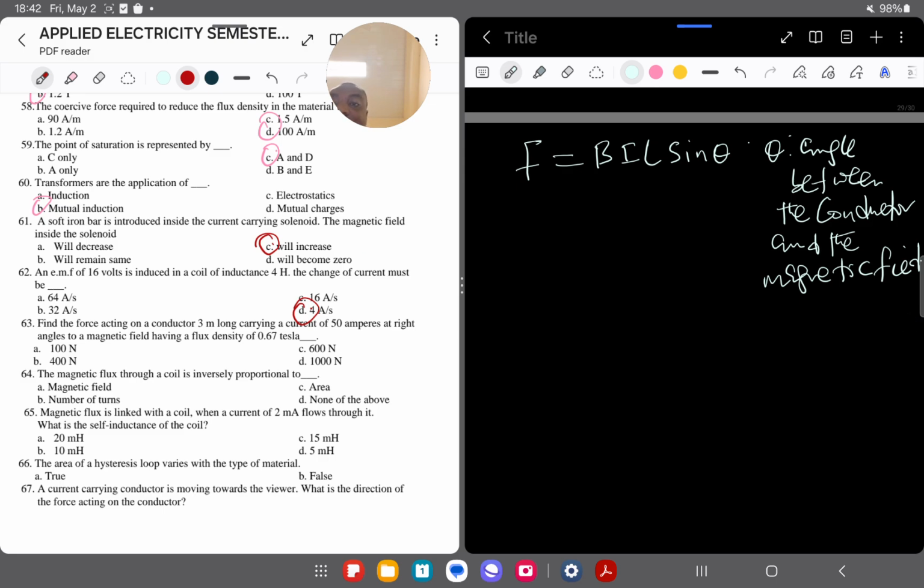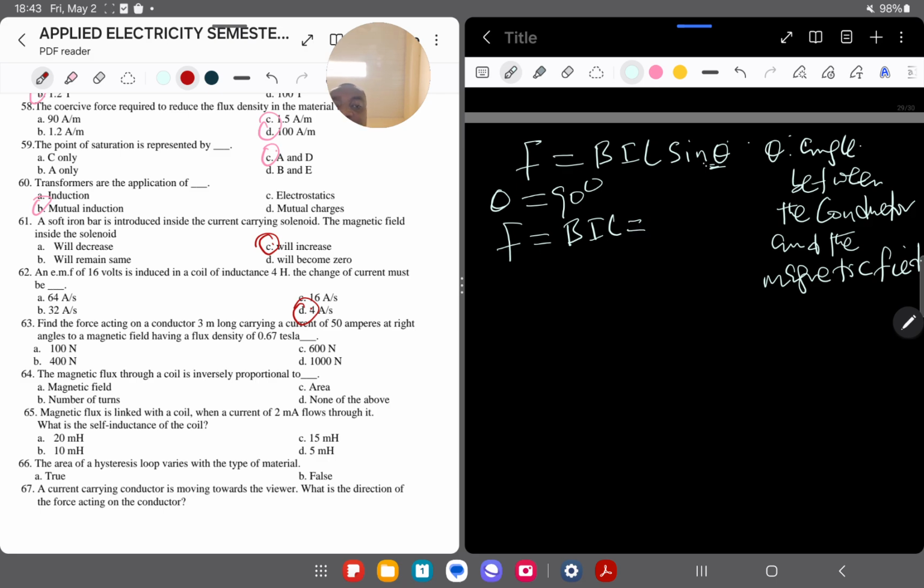We have been told here that the conductor is at right angles to the magnetic field, so theta here is 90 degrees. And sine 90 is 1. So we get a simplified version: magnetic flux density times current times the length of the conductor. So we just replace the values.